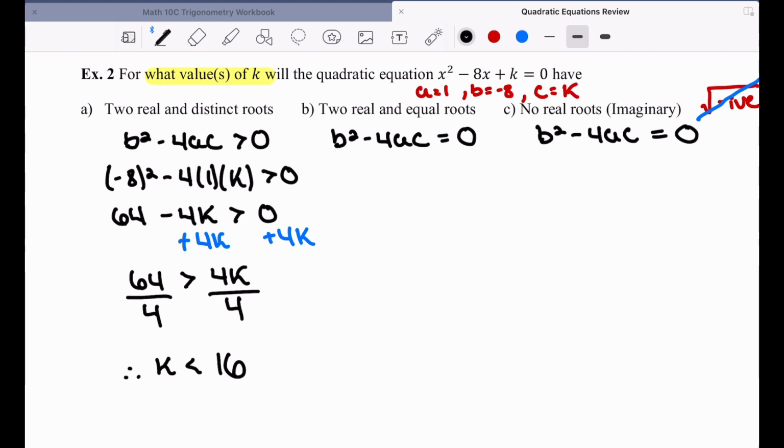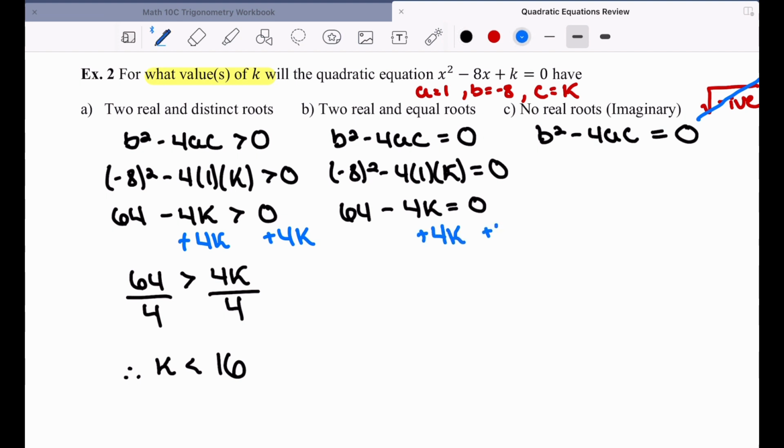In the second part, we have -8 squared minus 4, a was 1, c was k, is equal to 0. That means we have 64 minus 4k is equal to 0. If I add the 4k over just like we did on the last problem, then I get 64 is equal to 4k, or therefore k must be equal to 16 in order to get two real and equal roots.